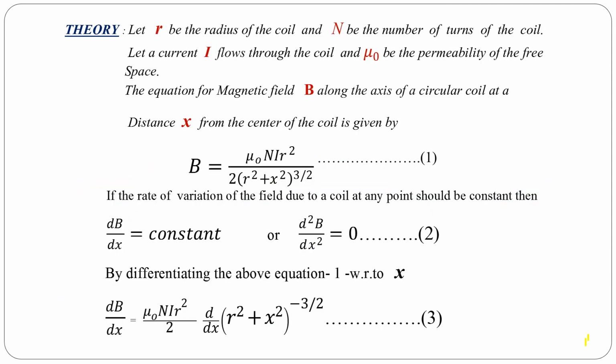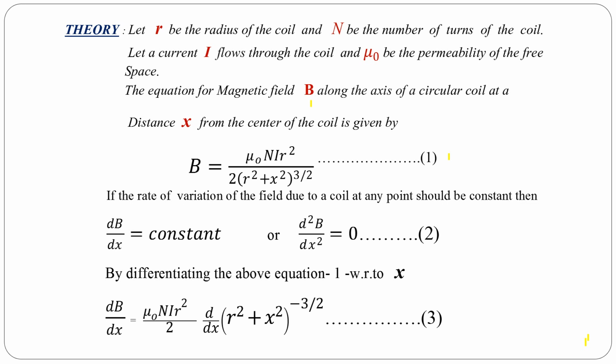Now let me explain the theory of Helmholtz tangent galvanometer. Let R be the radius of the coil and N be the number of turns of the coil, and a current I flows through the coil. Then the equation for the magnetic field B along the axis of a circular coil at a distance x from the center of the coil is given by B is equal to mu naught N I r square divided by 2 into r square plus x square whole to the power of 3 by 2. In this expression, mu naught, N, I and R are constants.